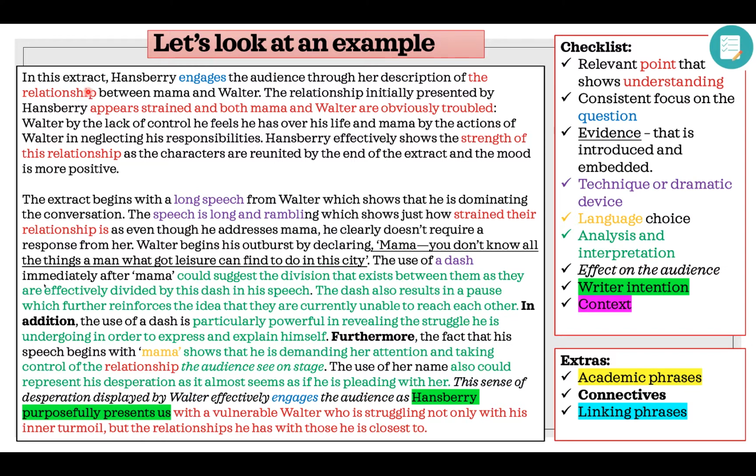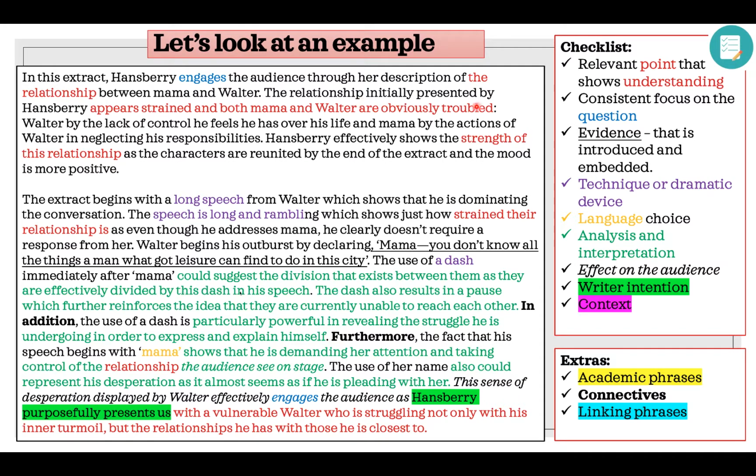So in this introduction, we have: in this extract, Hansberry engages, so notice how we have the question here, the audience through a description of the relationship between Mama and Walter. So now the examiner knows that I am just going to talk about the relationship. This is going to be my focus. They also know that I've got a good understanding of the characters and the focus of this particular extract.